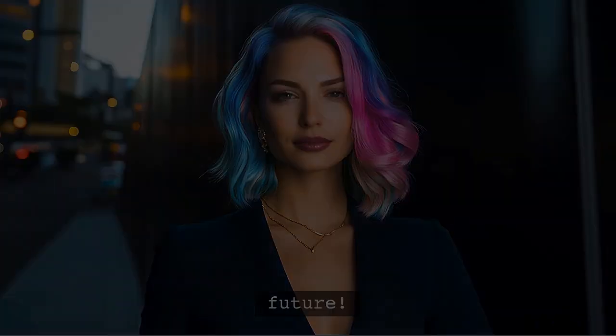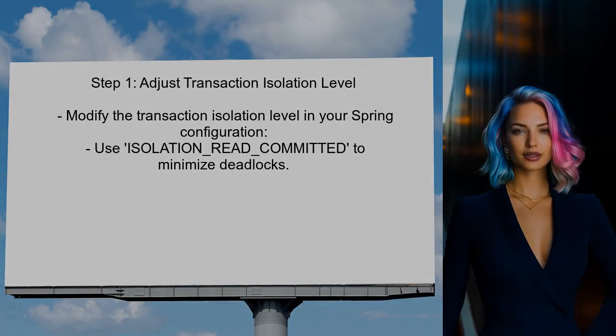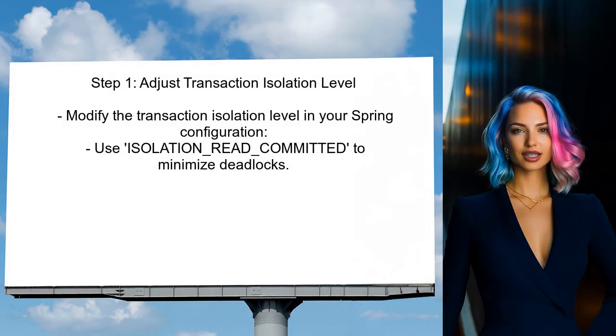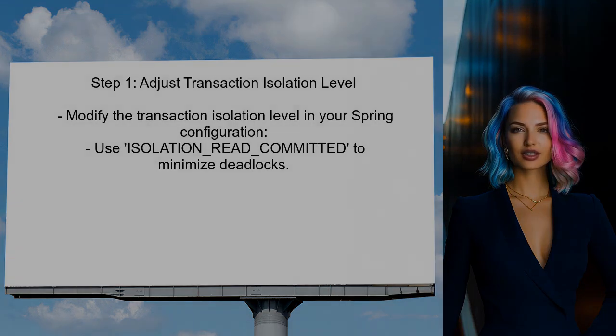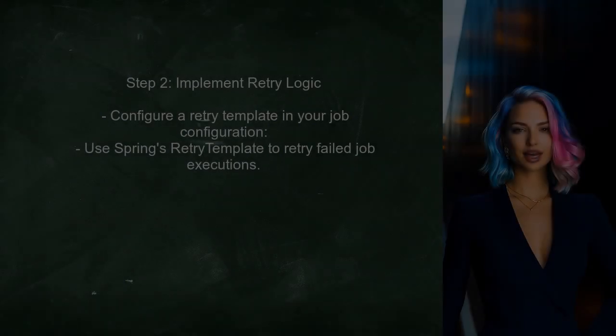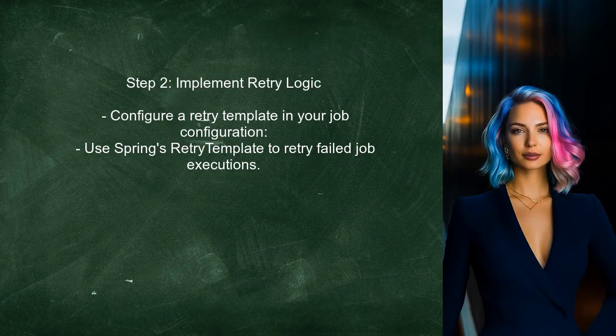deadlocks in the future. To address the deadlock loser data access exception, the user should first consider adjusting the transaction isolation level in their Spring Batch configuration. This can help reduce the likelihood of deadlocks occurring. Next, the user should implement retry logic for the job execution updates. This can be done by configuring a retry template in the Spring Batch job configuration.